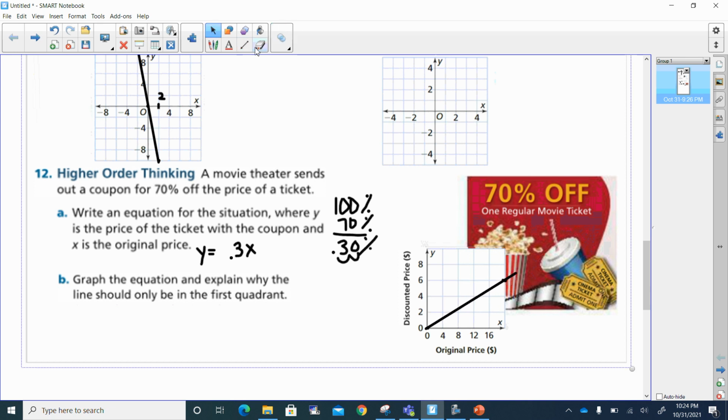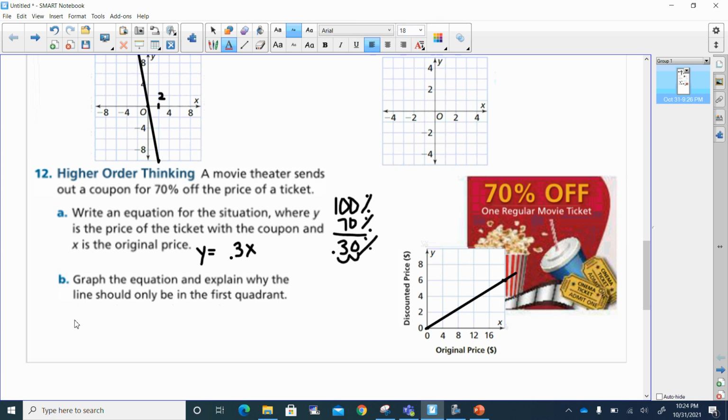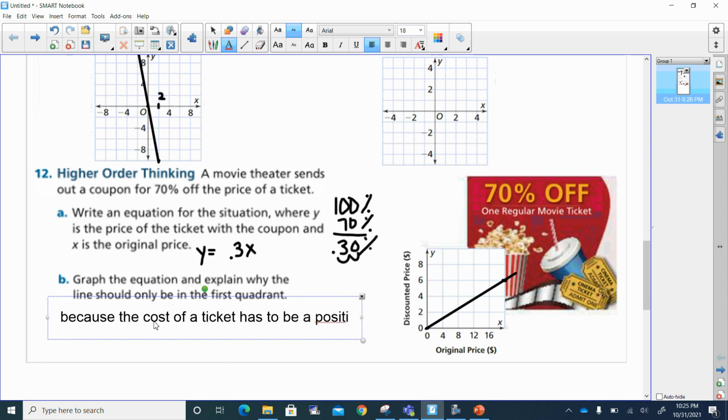And if they're asking me, explain why the line should be in the first quadrant, because the cost of a ticket has to be a positive number. Okay, that would be my answer.